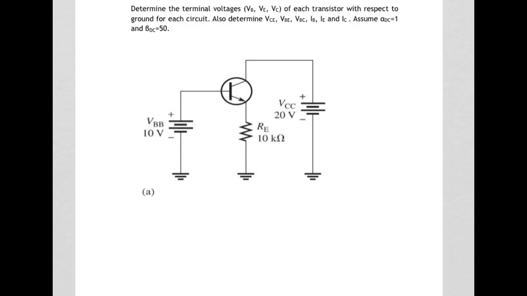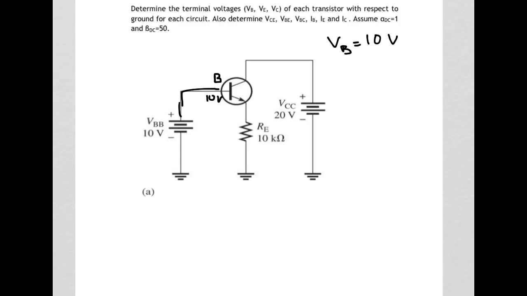We have VBB here, which is 10 volts. Now, there's no loss of potential here, so it means here at this point, which is B, we're going to have 10 volts. So that's first. We know VB. Then what do you know?